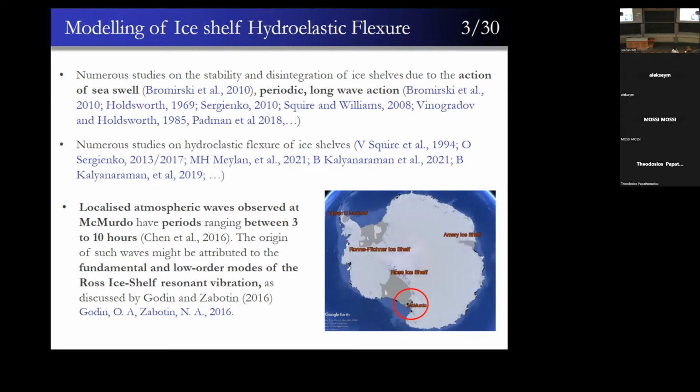And there are many interesting phenomena with respect to hydroelastic flexure under long wave excitation of Antarctic ice shelves, the major Antarctic ice shelves, the resonance of which have even been associated in some models to localized atmospheric waves. So the oscillating ice shelves drove the waves in the atmosphere. I don't know if this is the actual explanation. It's a very interesting one, though.